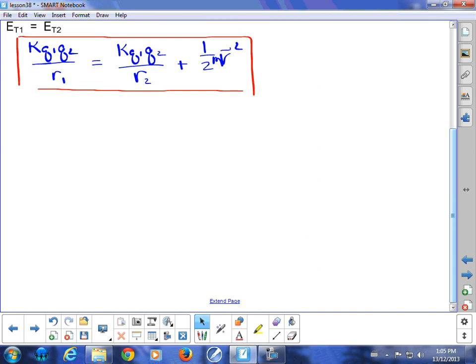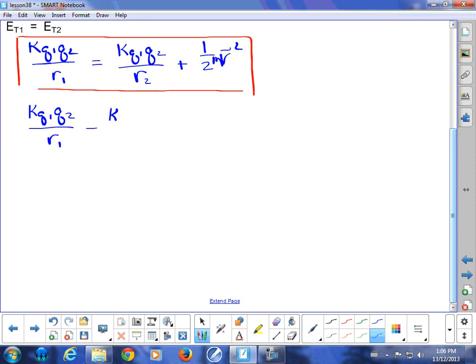But I'm going to take it a bit further. I'm going to clean it up or manipulate it a little bit to create another form of equation for us. So I'm going to put all the energy on the same side. I'm going to subtract the kQ1Q2 over R2, and that's going to equal 1/2 mv squared. So I'm just manipulating the equation.